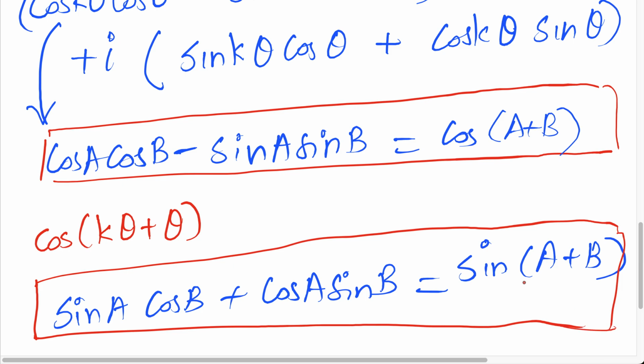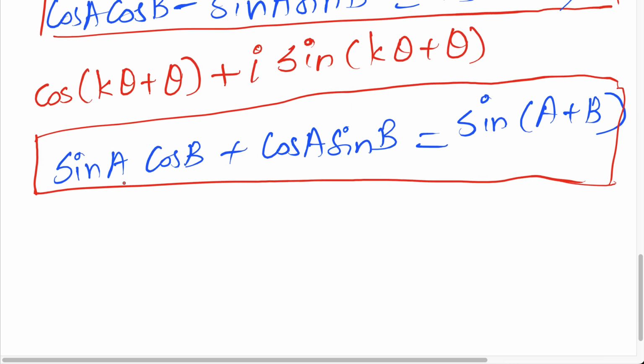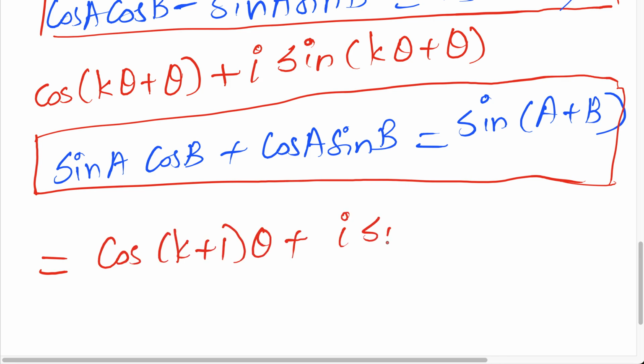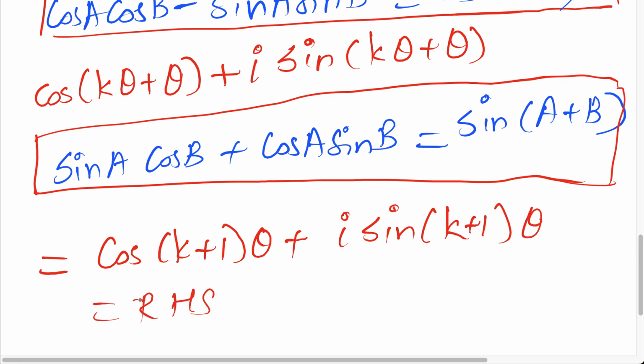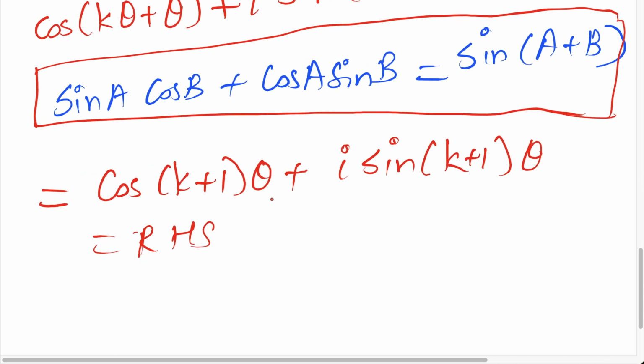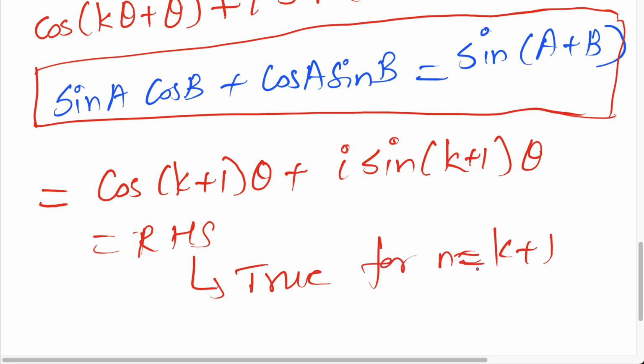So what about my second term here? My imaginary part therefore becomes plus I times sine of k theta plus theta, which is equal to cos of k plus 1 times theta plus I sine of k plus 1 times theta. Oh well, this is equal to the RHS. That's what the expression would have been. That means I have proved it true for n equal to k plus 1 also, and therefore the rule is true.